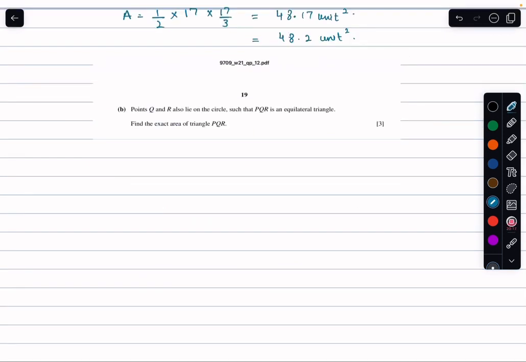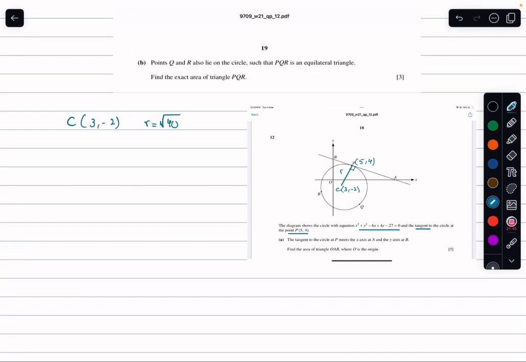The second part of the question says that PQR also lies on the circle such that PQR is an equilateral triangle. So find the exact area of the triangle PQR. Points P and Q also lie on the circle. So we already have P. QR is an equilateral triangle. So find the exact area of PQR.